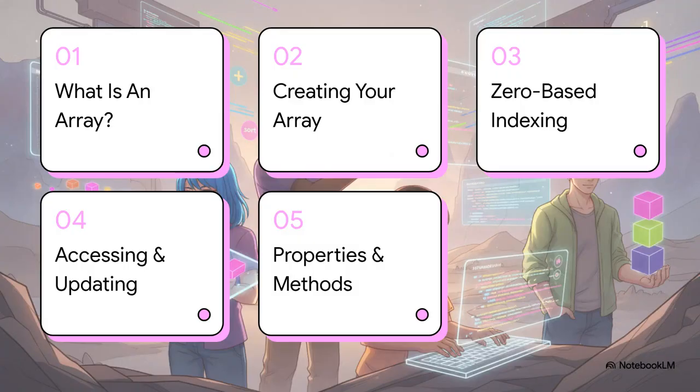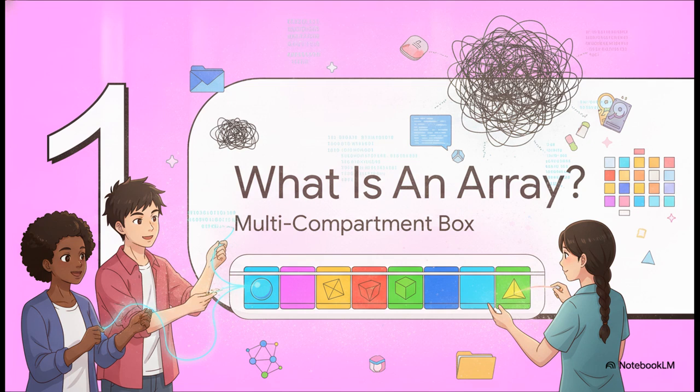So here is our roadmap for the explainer. 1. What is an array? 2. Creating your very first array. 3. The zero-based index rule. 4. Accessing and updating data. And finally, 5. We'll look at some powerful properties and methods. Let's dive in. Okay, section 1.